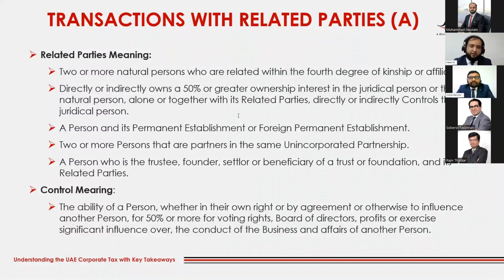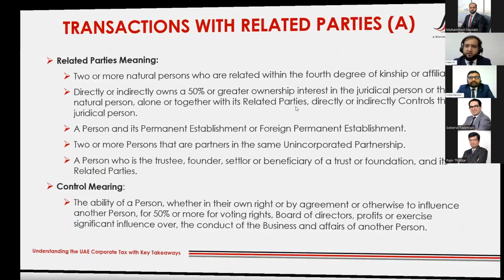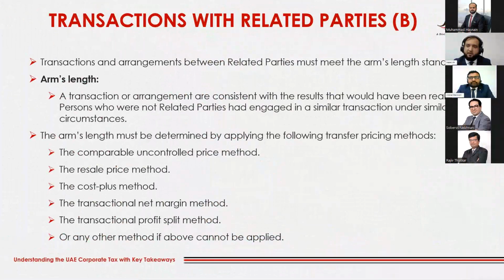On the same side, if a parent company holds more than 50% shareholding in a subsidiary, by virtue of its voting rights or ability to appoint the majority of the board of directors or influence the profit, the parent company would get control of the subsidiary, and this relationship between the parent and subsidiary would be a related party relationship. Moving forward, as per the corporate law, the transactions and arrangements between related parties must meet arm's length criteria.